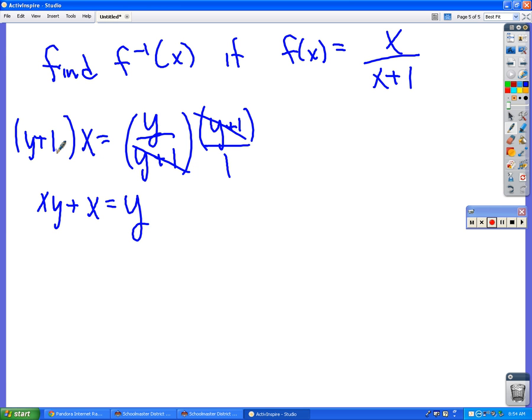I forgot we had to multiply both sides. Yeah, that's the number 1 rule. Got to do the same thing to both sides. Okay, now what?